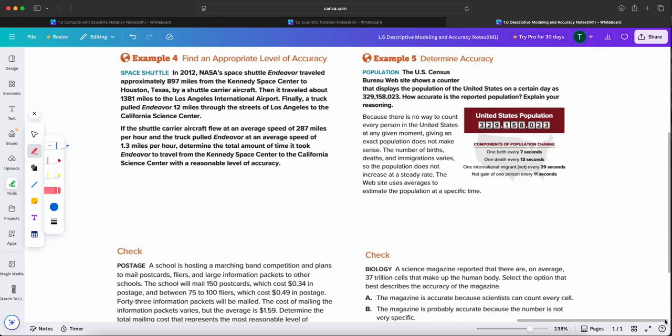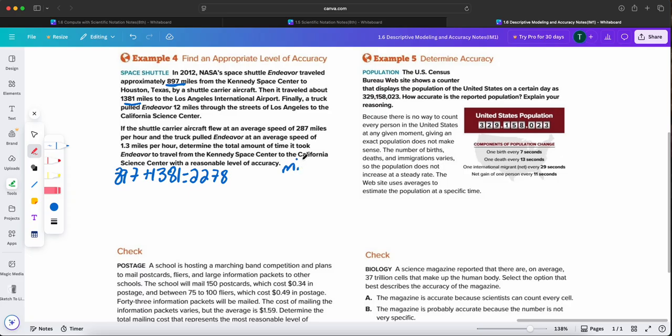how far it traveled while it was in the air. So from Kennedy to Houston, it was carried in an aircraft for 897 miles. Then it was carried in an aircraft also by 1,381 miles. So we're going to go ahead and add the aircraft together. So the total air travel was 2,278. Okay.